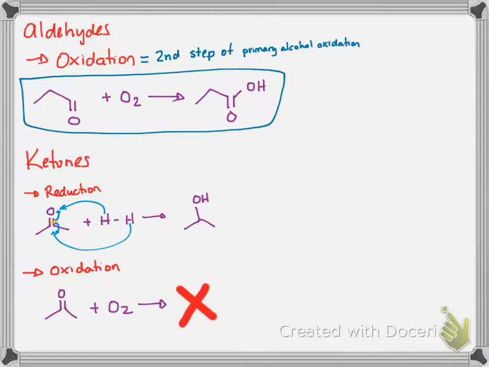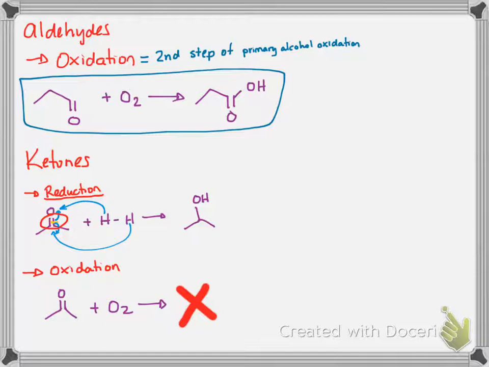For ketones, reduction is very similar to the one of aldehydes. Again, the double bond breaks. The double bond between oxygen and carbon breaks. One hydrogen goes to the oxygen. The other hydrogen goes to the carbon. And in this way, a ketone will become a secondary alcohol.